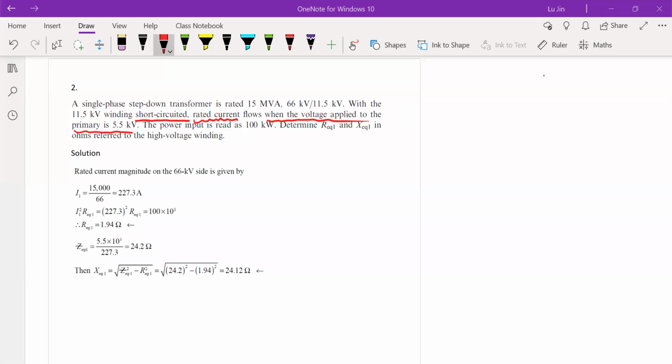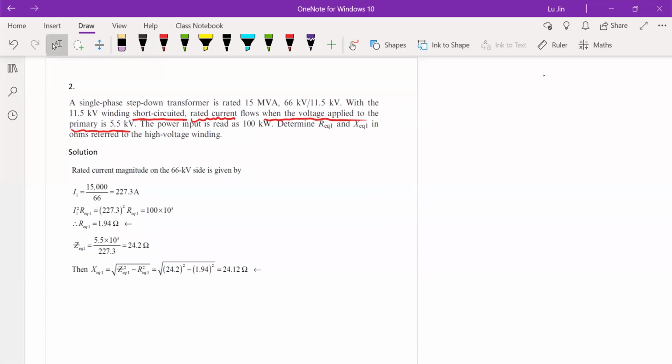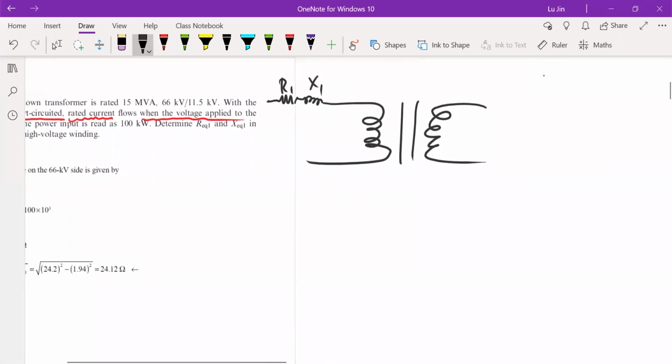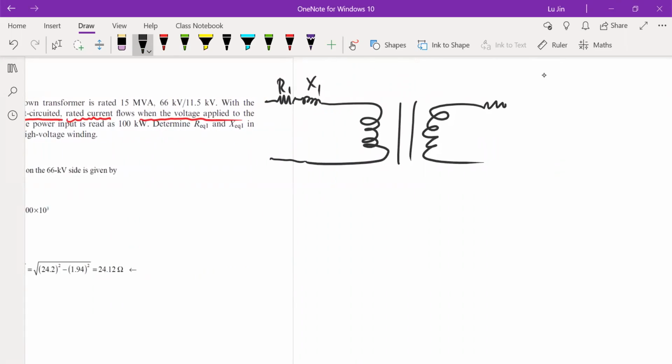Yep, got that. So let's start from scratch on this question. First of all, we have one transformer, so just draw this out. Primary side and secondary side. And on each of these two sides, we have the resistance and the reactance. We call them R1, X1. And on the secondary side, we have the same thing, R2 and X2.